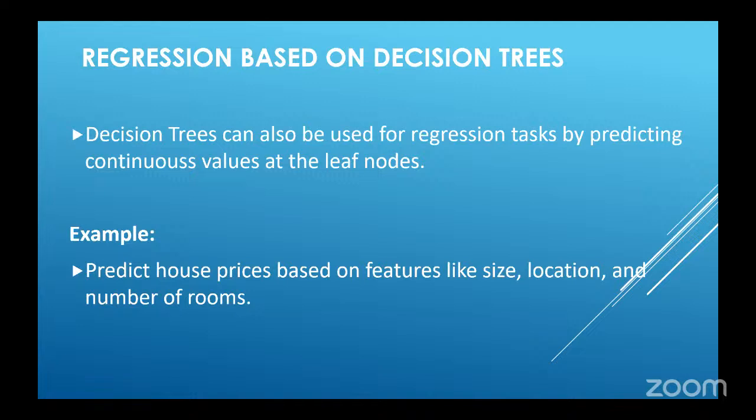So now we will discuss regression based on decision trees. Till now we completed classification. Now we will see regression based on decision trees. For what do we use regression? Here we are doing a regression task by predicting continuous values at the leaf nodes. What is the meaning of continuous values?